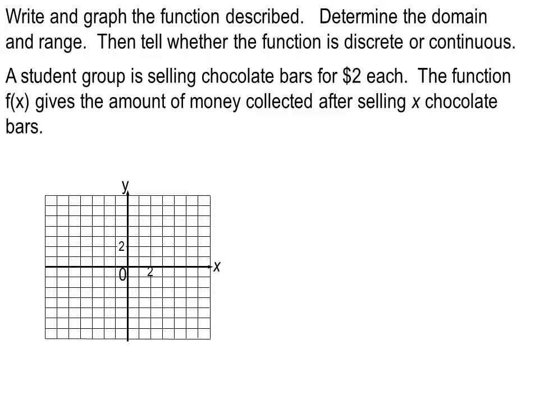Write and graph the function described. Determine the domain and range. Tell whether the function is discrete or continuous. A student group is selling chocolate bars for $2 each. The function f of x gives the amount of money collected after selling x chocolate bars. So what function rule represents this scenario? If you said f of x is equal to 2x, then you are correct.